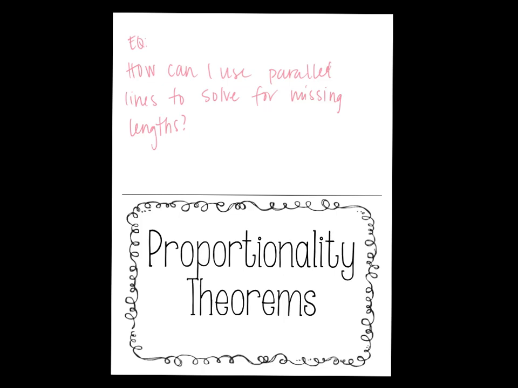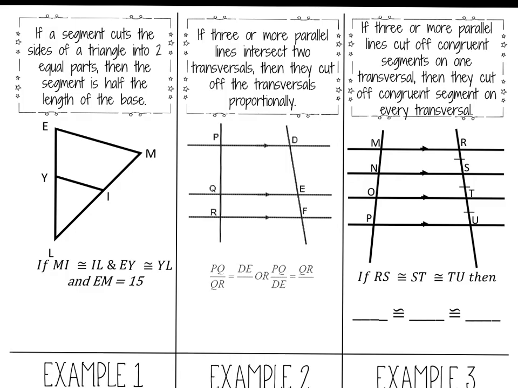This video is over proportionality theorems and your essential question, how can I use parallel lines to solve for missing lengths? So we're going to talk about 3 proportionality theorems, and they're on this second slide. The first one states, if a segment cuts the sides of a triangle into 2 equal parts, then the segment is half the length of the base.